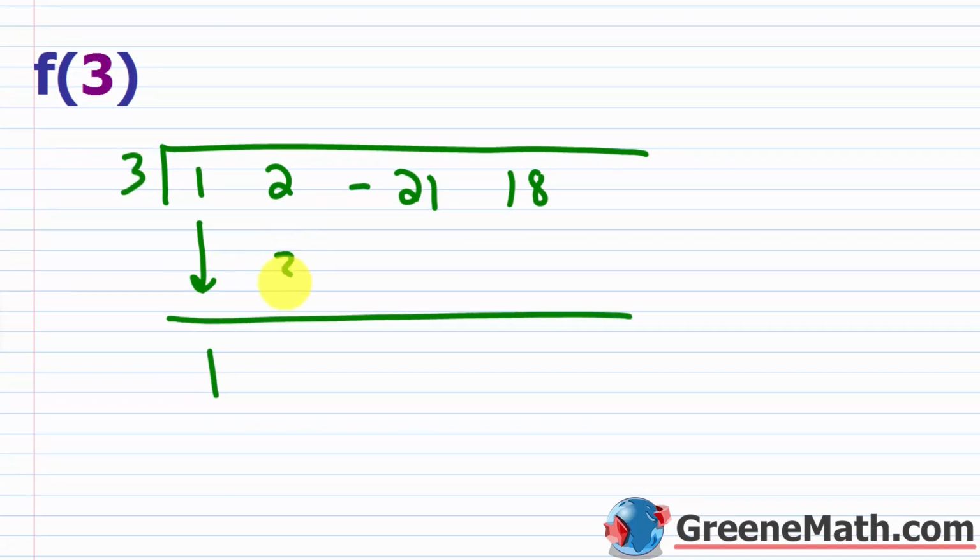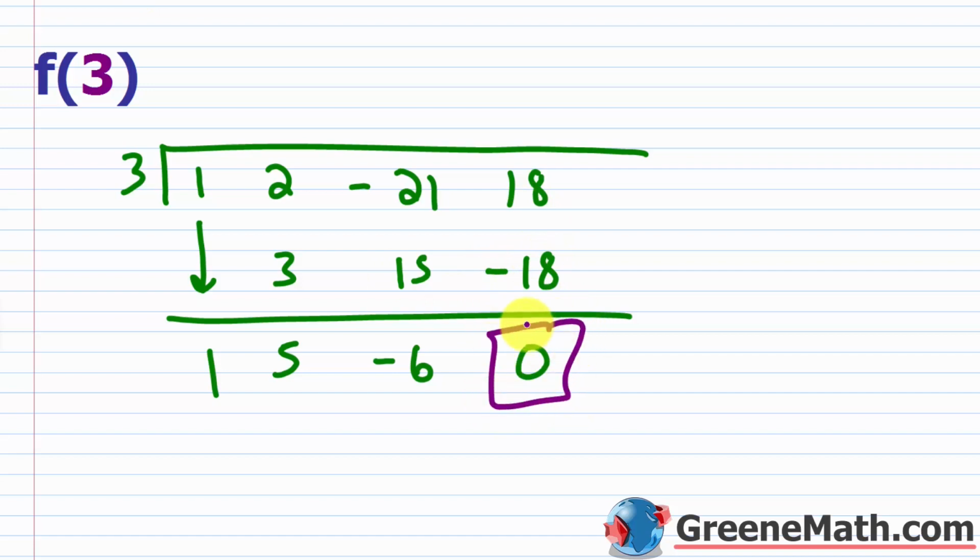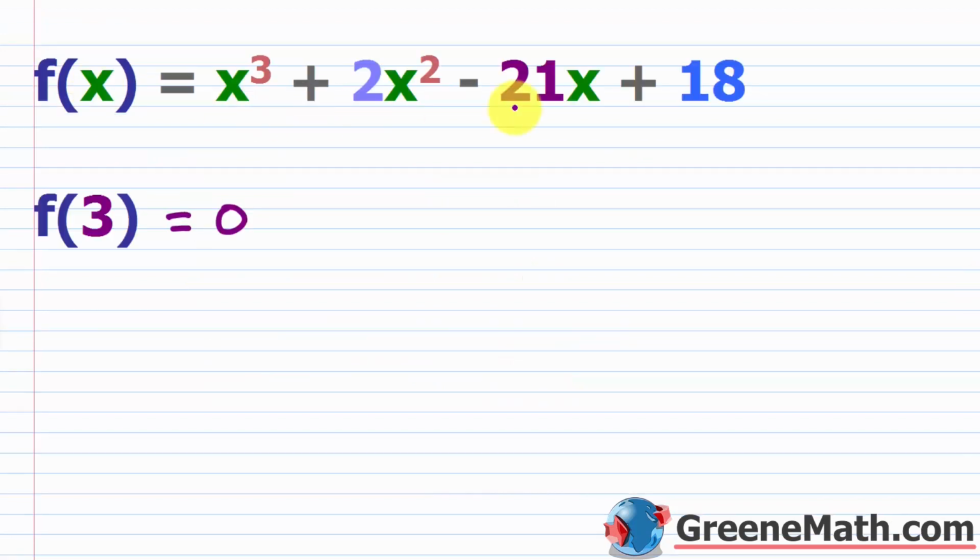3 times 1 is 3. 2 plus 3 is 5. 3 times 5 is 15. Negative 21 plus 15 is negative 6. And then 3 times negative 6 is negative 18. 18 plus negative 18 is 0. Okay, so the remainder here is 0. So that tells me, since f of 3 is 0, that x minus, again, whatever this number is, in this case it's 3, x minus 3 is a factor. Okay, so x minus 3 is a factor of this guy right here.